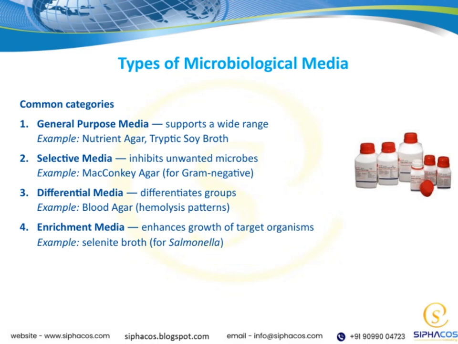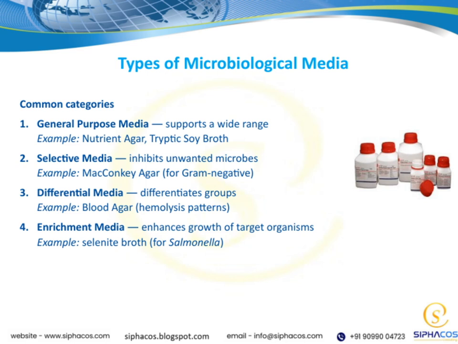First, we have general-purpose media. These are designed to support the growth of a wide variety of microorganisms, making them very versatile. Examples include nutrient agar and tryptic soy broth, which are staples in many microbiology labs. Next, there's selective media. These are specialized to inhibit the growth of unwanted microbes while allowing the target organisms to thrive. For instance, MacConkey agar is used specifically for gram-negative bacteria, helping us isolate and identify them more easily.